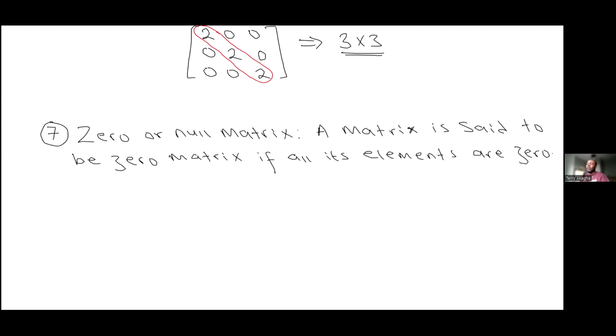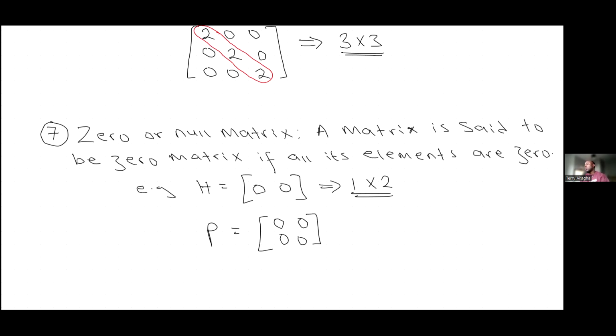Okay, so for example, if you have H is equal to 0, 0, this is a 0 matrix because it's a 1 by 2 matrix. Or you have, let me use P because I've used B a lot, P as 0, 0, 0, 0. So it's a square matrix, a 2 by 2 matrix, but it's also a 0 matrix because all the elements here are what? 0.